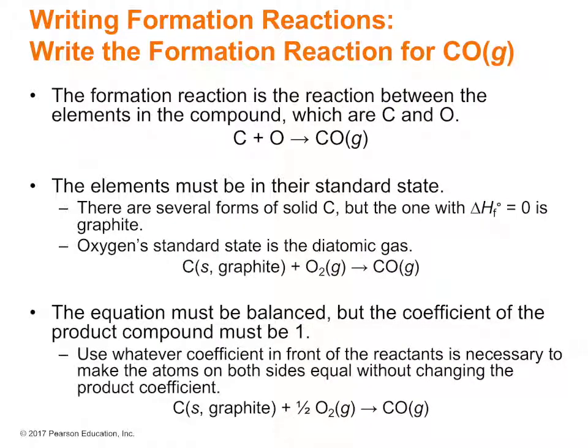The formation reaction is the reaction between the elements in the compound, which are carbon and oxygen. The elements must be in their standard state. There are several forms of solid carbon, but the one with the heat of formation equal to 0 is graphite. Oxygen's standard state is the diatomic gas. The equation must be balanced, but the coefficient of the product must be 1. So use whatever coefficient in front of the reactants is necessary to make the atoms on both sides equal without changing the product coefficient. Since we have 2 oxygens here and 1 in the product, in order to still have 1 mole of the product, you have to put a 1/2 in front of the oxygen.